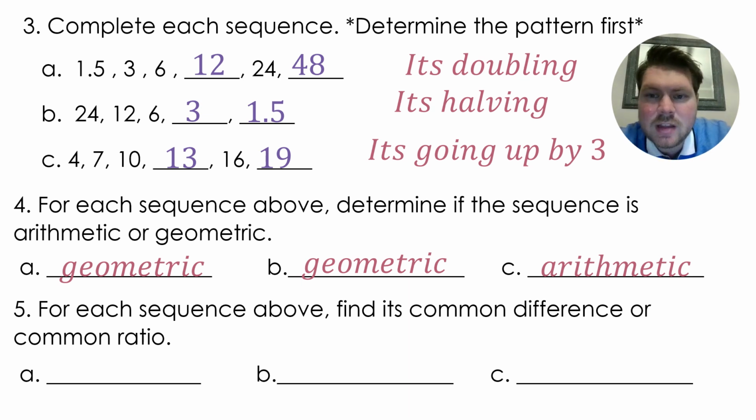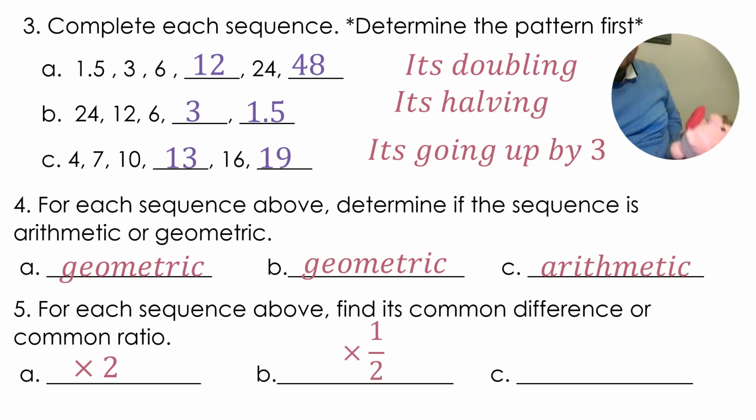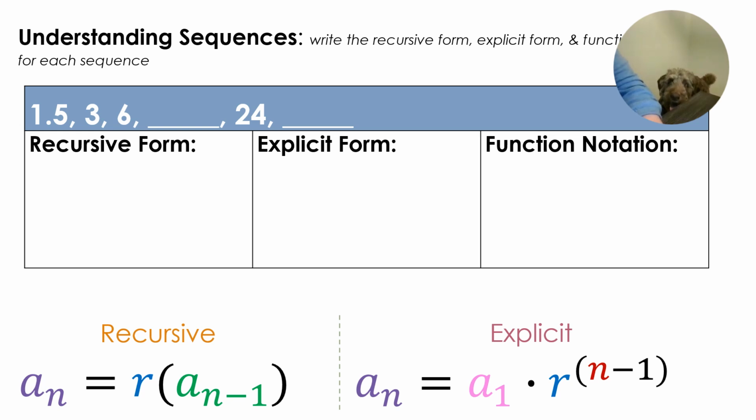Now, when it says find the common difference or common ratio, that just means for exponential, your common ratio is your multiplier. So for A, it's multiplying by 2, and B, it's multiplying by a half. And then for C, our common difference is what it's adding or subtracting by. So in this case, it's plus 3 each time.